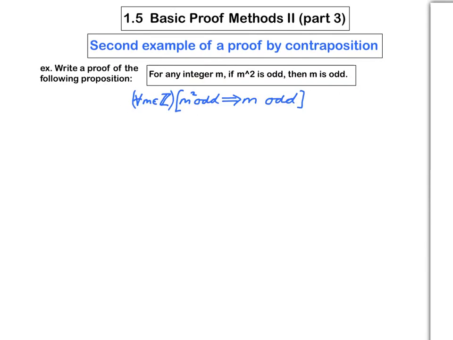So now whenever you have a proposition that's conditional, you should always ask yourself the question, should I do a direct proof or a proof by contraposition or maybe even a proof by contradiction? In this case, if you try to do a direct proof, you'd start by saying let m be an integer, suppose m squared is odd. Well, then you would use the working definition of odd to write m squared as 2k plus 1 for some integer k. And then you'd have to deduce somehow that m is odd.